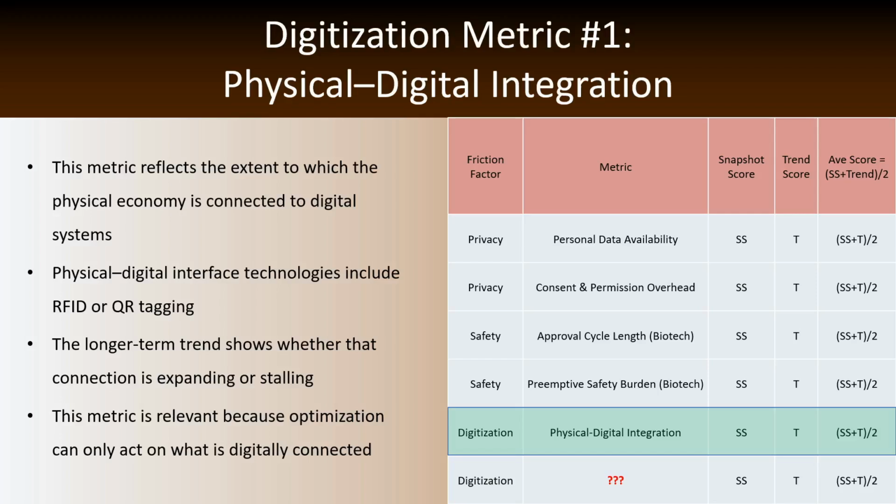This metric is relevant because optimization can only act on what is digitally connected. When large portions of the physical economy remain offline or opaque, AI systems are limited in how far they can observe, manage, or improve real-world processes.